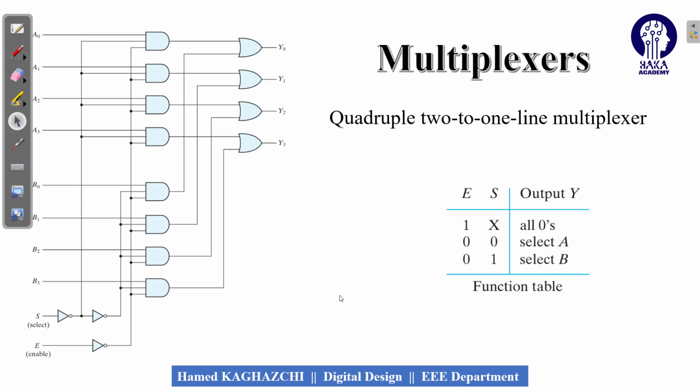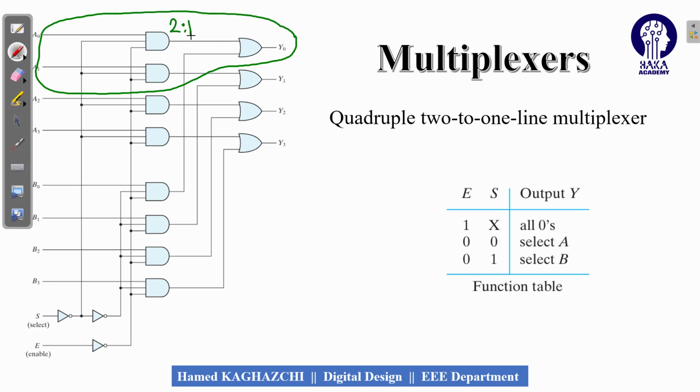Now if we have, for example, a 4-bit binary number and want to transfer it using the multiplexer, how can we do it? We can use the quadruple 2 to 1 line multiplexer. What does it mean? As you can see here, we have used four 2x1 multiplexers. Two slides ago, I said that this section is one 2x1 multiplexer, and also this section is another multiplexer.